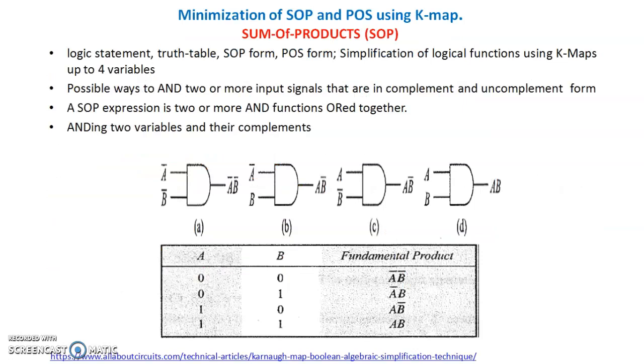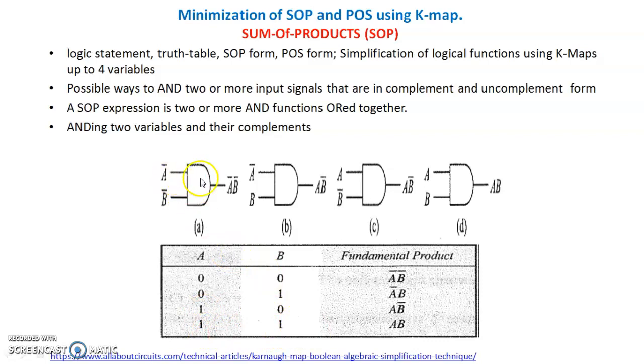Next is minimization of SOP and POS expression using K-map. In some of the product terms, we consider that particular term A and B both are represented as, say, A is 0, B is 0. A 0 term is represented by bar, and 1 is represented by that particular variable only without complement. So A and B are 0 0, so the fundamental product of these two terms is A bar B bar. Again it is A bar B, A B bar, and for 1 1 it is A B.